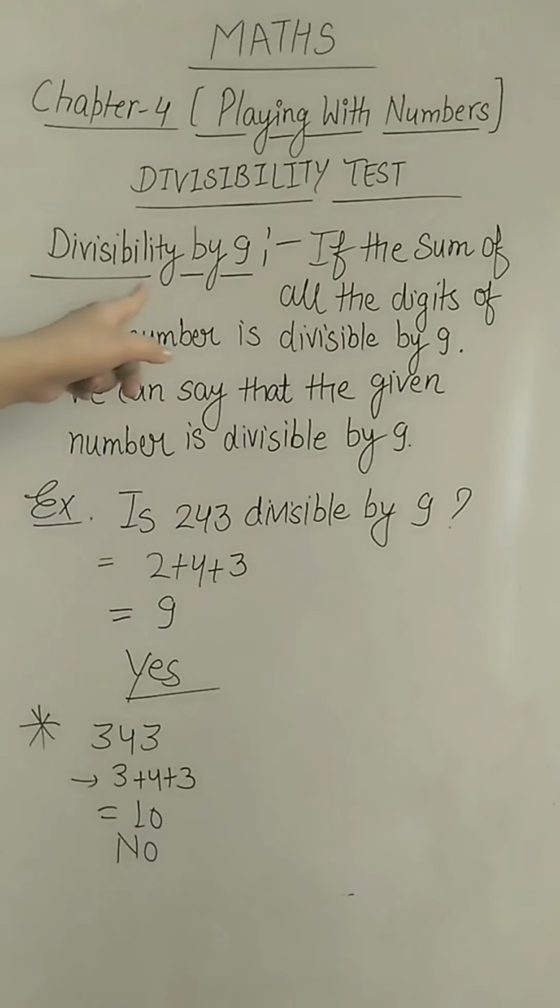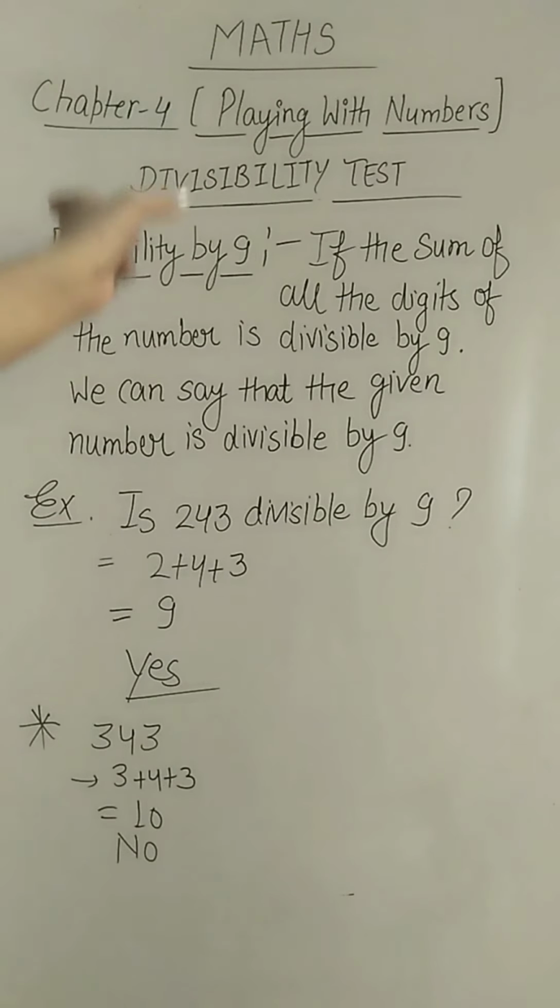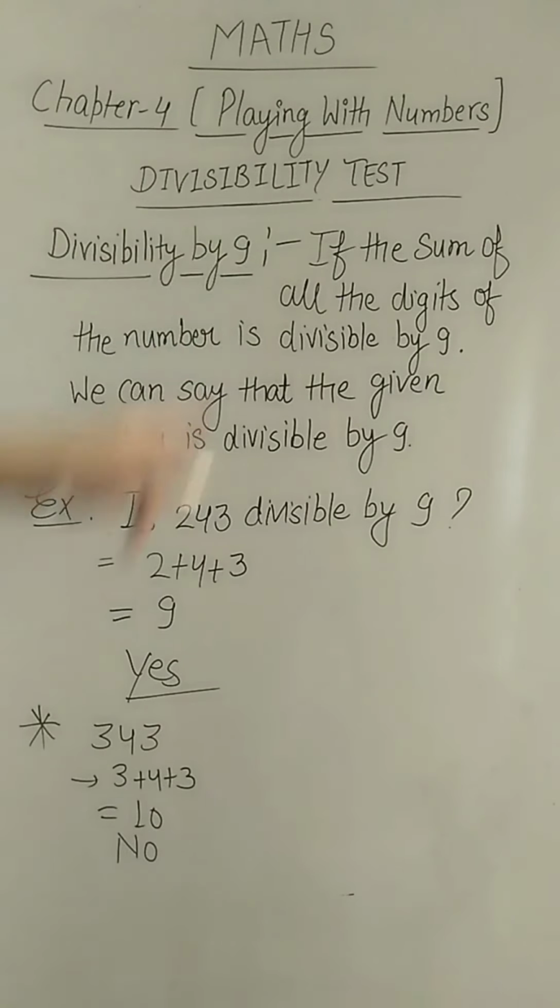Students, you have to remember one thing: divisibility by 9 is the same as divisibility by 3. There is a difference between them. In divisibility by 3, we check whether the sum is divisible by 3, and in divisibility by 9, we check whether the sum is divisible by 9. So that means we can do it the same as divisibility by 3.